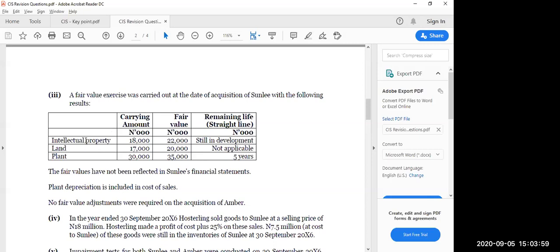So if you look at the table in additional information 3, the first line is intellectual property. The carrying amount is 18,000. The fair value is 22,000. But the remaining life is still in development. So the difference between this 22,000 and 18,000 is 4,000. That 4,000 is a balance sheet adjustment. It doesn't affect the profit or loss account. The next one is land.